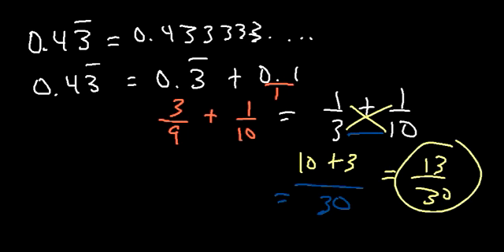And let me just confirm that with the calculator. If you type in 13 over 30 in your calculator, you should get this decimal value. So that's how you can check your work.